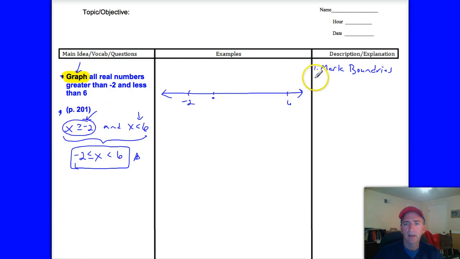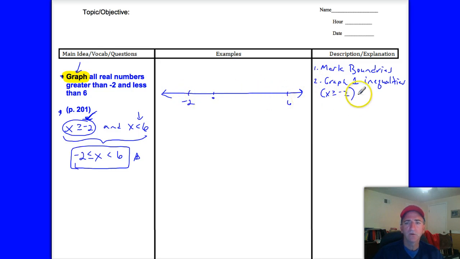Okay, so after I mark the boundaries, the next thing I should do is graph one of the inequalities. You probably have a little more room on your paper. So I'm going to start with x is greater than or equal to -2. Now when you're graphing it, you can think about this one right here if this one is more confusing. You have to graph x is greater than or equal to -2. So we're going to mark the boundaries. We've got -2 and 6. We're going to graph it.